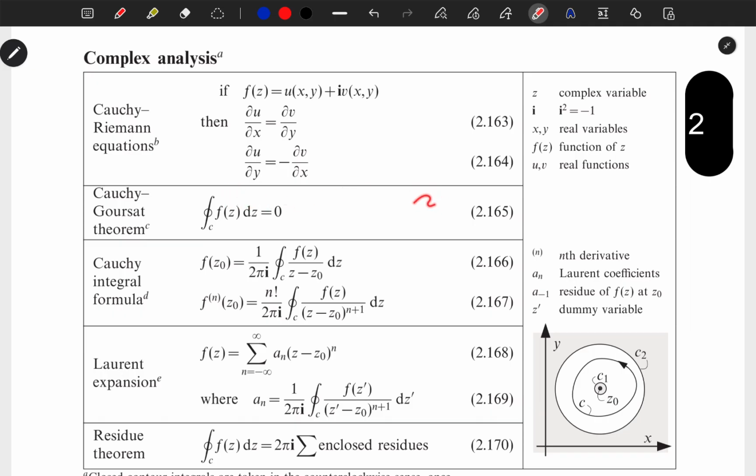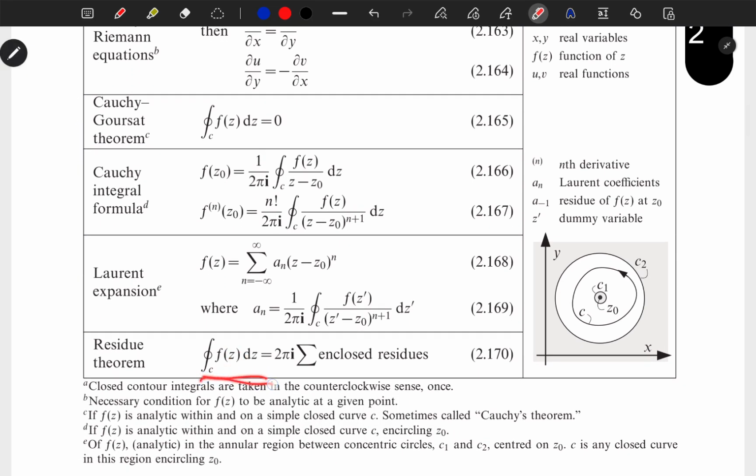Cauchy theorem: the contour integral will be 0. Cauchy formula: f of z0 equal to 1 by 2 pi i contour integral f of z by z minus z0 dz. Cauchy formula for the n-th derivative: we have to multiply by n factorial, and the order at the bottom will be n plus 1.